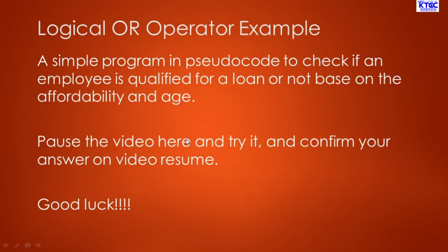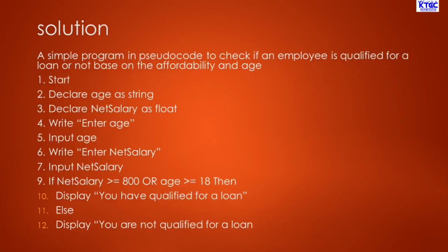Pause the video here, try writing it in pseudocode, and let's see how it goes. After that, you can confirm your answer on the next slide. Let's check. I'm sure you are done by now. This is a solution: a simple program in pseudocode to check if an employee is qualified for a loan or not based on their affordability and age. So here we're going to use the OR operator, and you'll see the magic of the OR operator here.